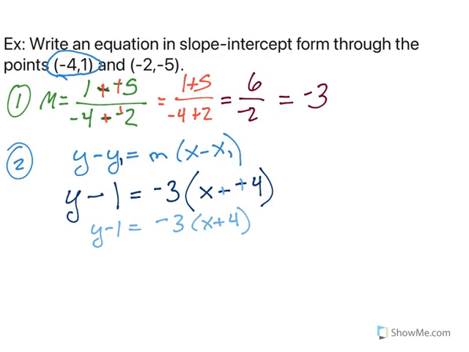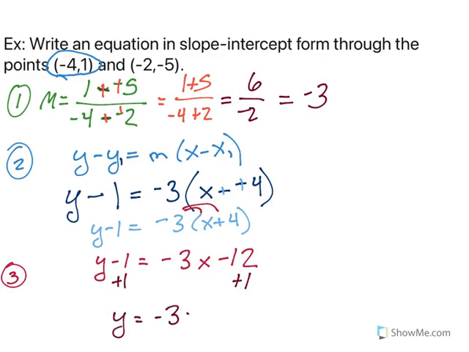And now, in order to go to slope-intercept form, we need to get y by itself. So our first step is to distribute that negative 3. So y minus 1 equals negative 3x minus 12, because negative 3 times a positive 4 is a negative 12. And then our last step, we're going to add 1 to both sides. So y equals negative 3x minus 11. And now we are in slope-intercept form, and we've written the equation in the form asked.